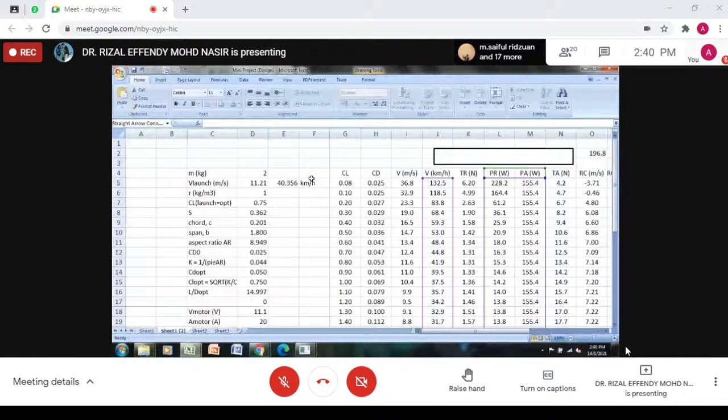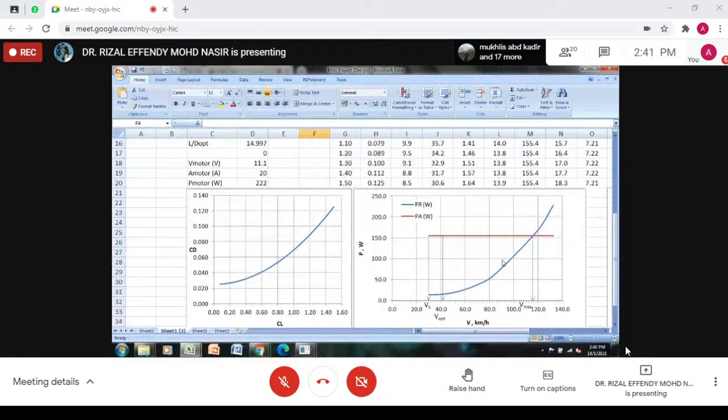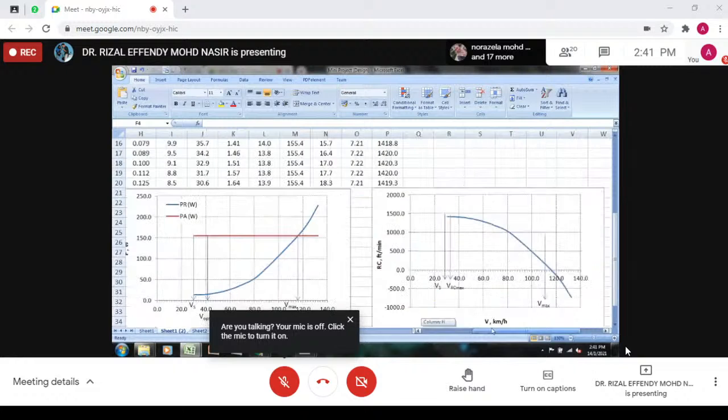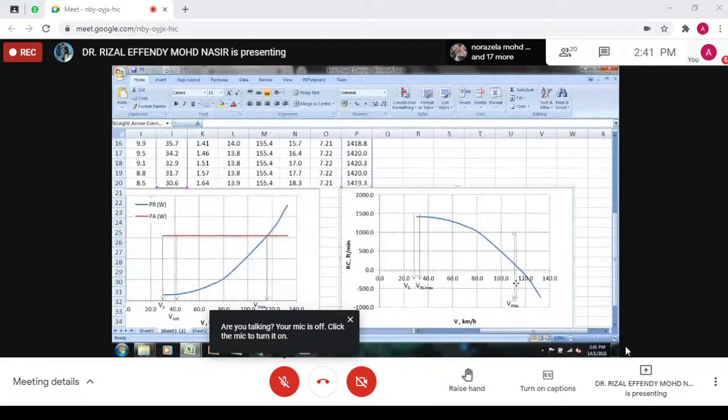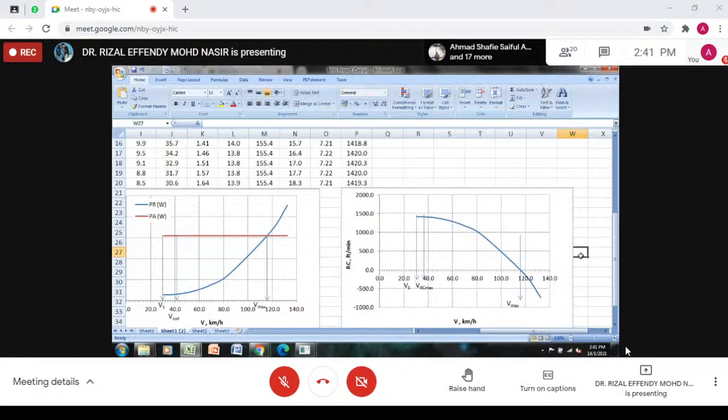Oh, kat sini tak ada CL over CD max. You boleh plot lah, kalau you nak plot. Yang ni tak akan berubah. Aerodynamically tak akan berubah. Apa yang berubah ialah dia punya performance. See? Ni dah jadi lain. So it will become faster. Okay. Stall speed become faster.